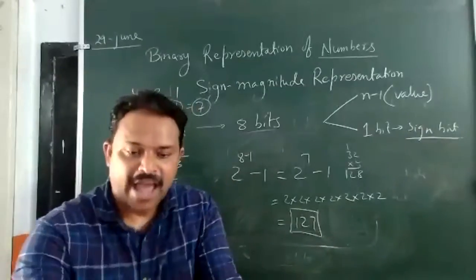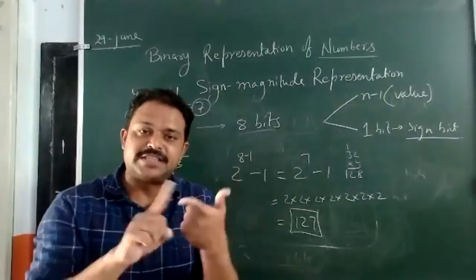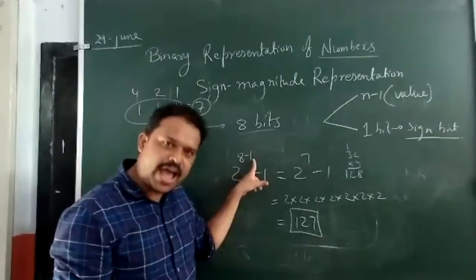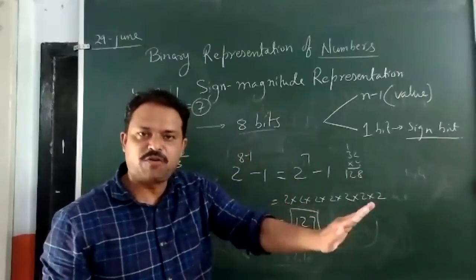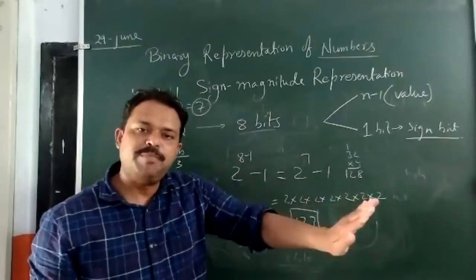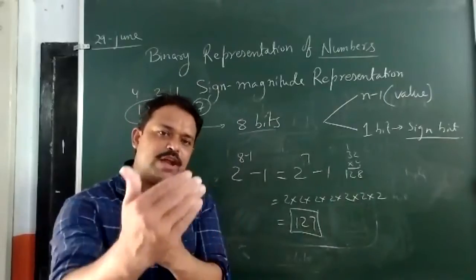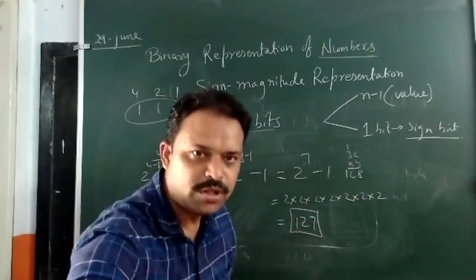Using 8 bits, out of 8 bits, 1 bit is reserved for sign bit. That is why I have written here 8 minus 1. 1 bit you remove, that is fixed for sign bit. So how many bits do you have now? 7 bits. So maximum till what value you can represent? 127.